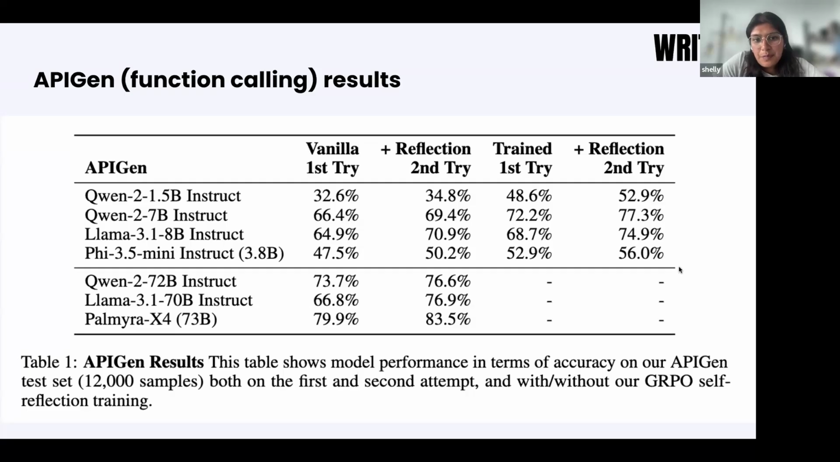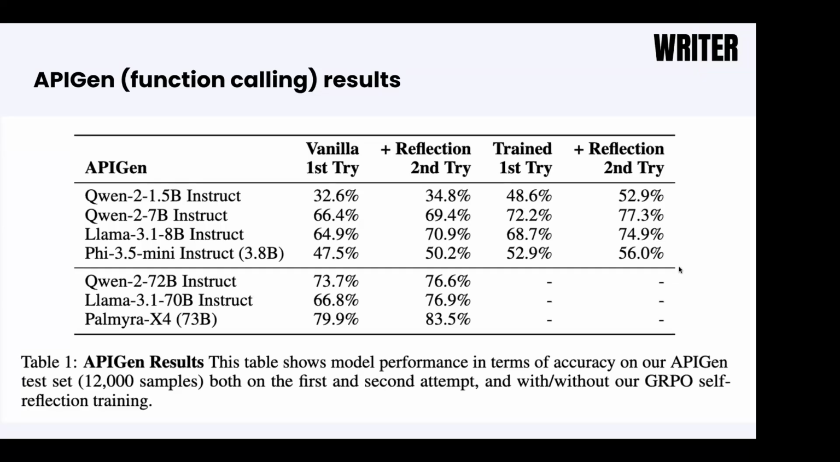Another thing to think about with this table is another column we could have had here. We could have had 2 more columns, which is basically the diff between the vanilla first try and the reflection second try, before training and after training, right? So if you look at the first row, you can see 32.6% pass at 1 on the vanilla model. And then when you give it that second try, it goes up to 34.8%, so that's 2.2% better, right?